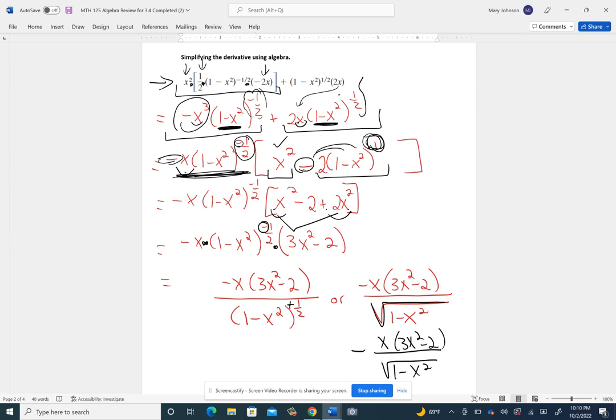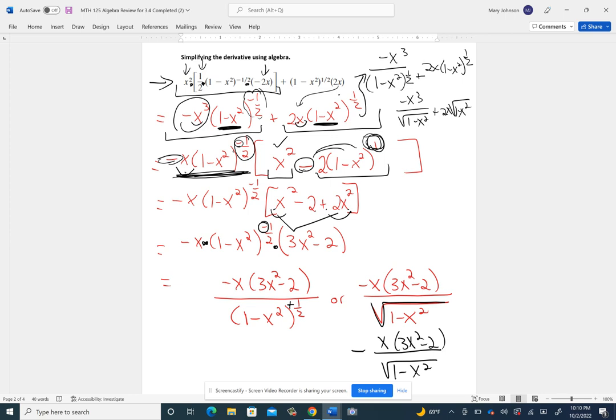Like if you had just taken from that first step, if you had rewritten it, you might have left the negative x to the third and then written 1 minus x squared to the positive 1/2. And then left the 2x and the 1 minus x squared to the 1/2 here. And then you would change to a radical. It's not really quite as good, even though you might still get credit for it. But you have 2 different terms rather than just a single term.